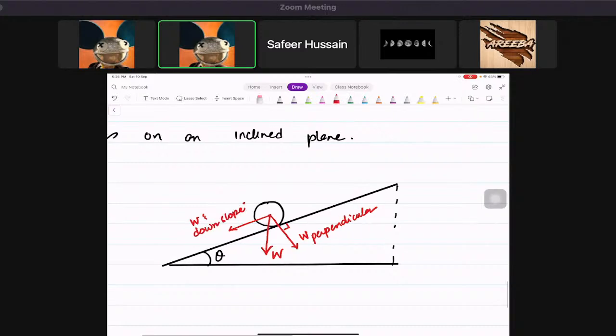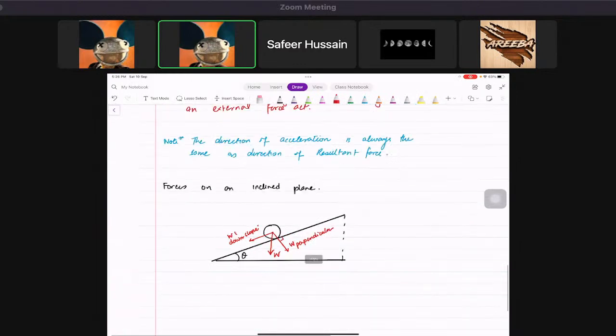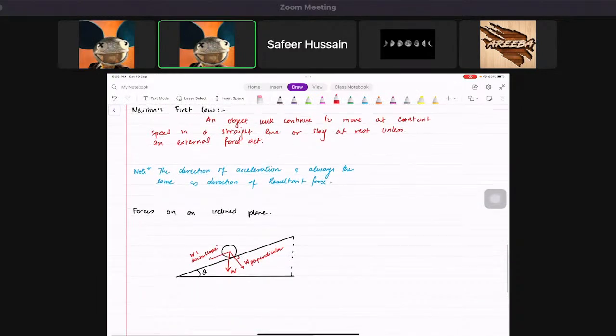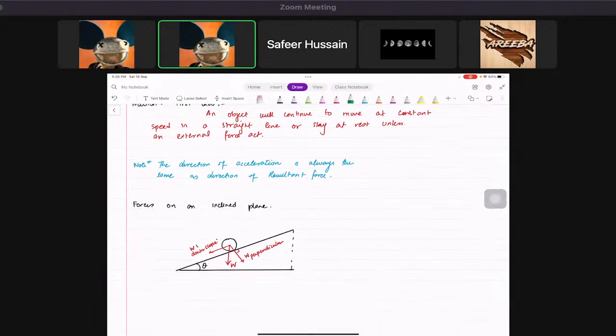Alright, now the next thing you guys need to know is that this angle, the angle between the slope and the horizontal line, is the same angle as this angle between the weight and the component of weight that is perpendicular to the slope. Alright, is it clear, everybody? Which then makes this perpendicular component W cos theta, and the other one W sin theta. Okay, any questions here? Please let me know.